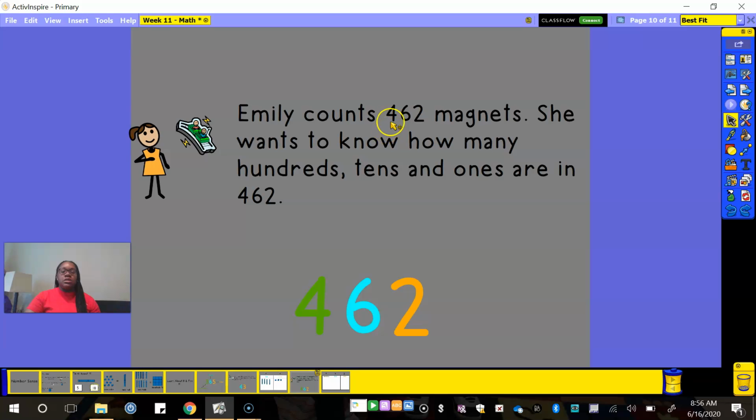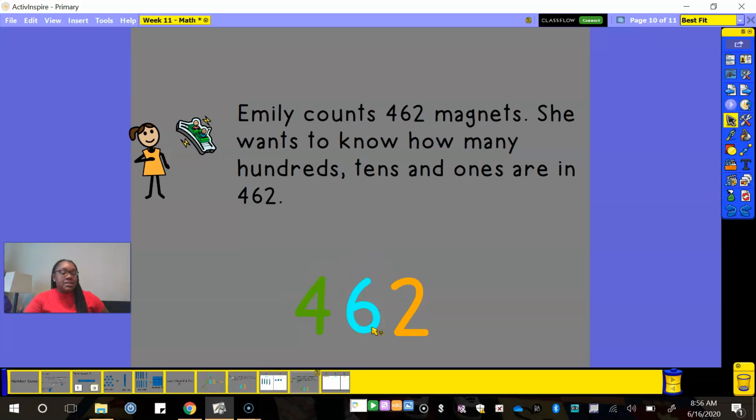Emily counts 462 magnets. Whew, that is a lot of counting. She wants to know how many hundreds, tens, and ones are in 462. So remember, each digit has its own value. So my 4 is in green because my 4 is in the hundreds place. So that means this 4 is worth 400.